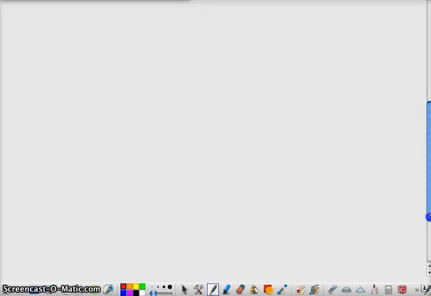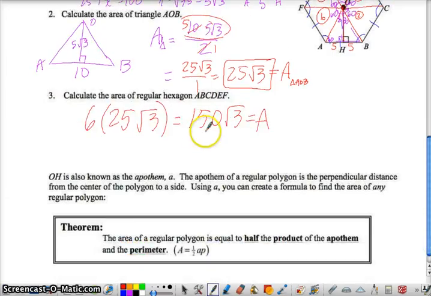If I asked you to leave the answer in radical form, you would keep it like this. If I asked you to round your answer to the nearest tenth, then obviously you would multiply that out, and you would get, let me calculate it, about 259.8 units squared. So notice I didn't give units, therefore I'm not really writing them, but if I did give centimeters or inches or feet, you'd have to put that unit squared.